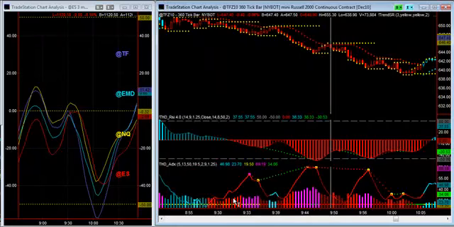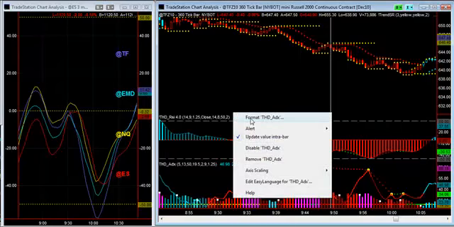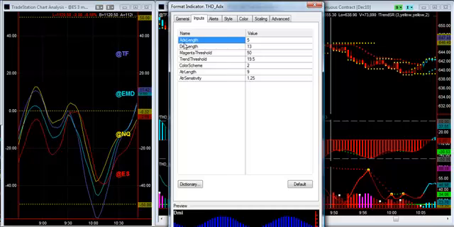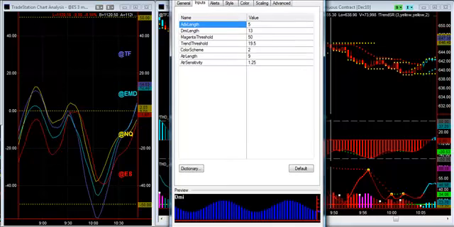We then have the THD ADX, and a lot of the same inputs: ADX length, DMI length, magenta threshold, trend threshold. The color scheme, again, you can set this to 1 to use green and red, or 2 to use blue and red. And then we also have the ATR length and sensitivity built into the indicator as well.